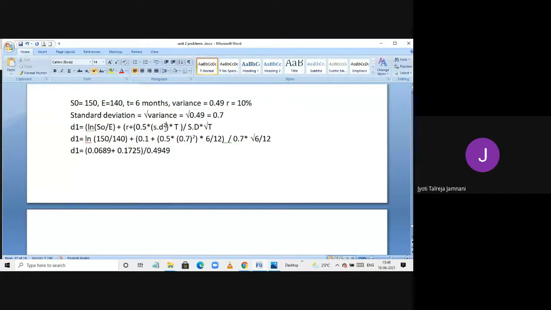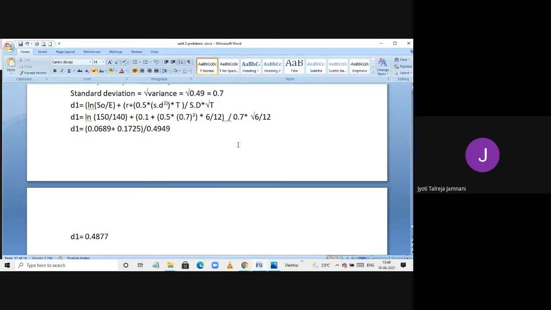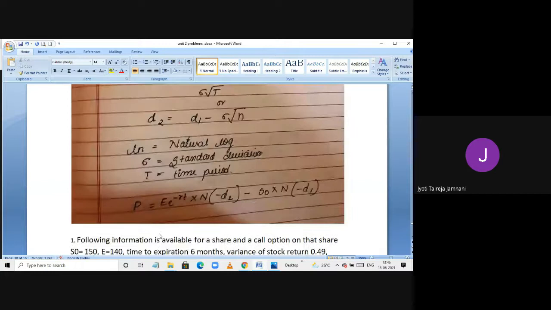Once you do the standard deviation square, you multiply it with 0.5 and then add the R value, that is 0.1. So you have to add both of these. This is the numerator, into 6 by 12, that is the time period, divided by the denominator. So you get D1 is 0.4877. Now we'll find D2. For D2, I'll use the shortcut formula.